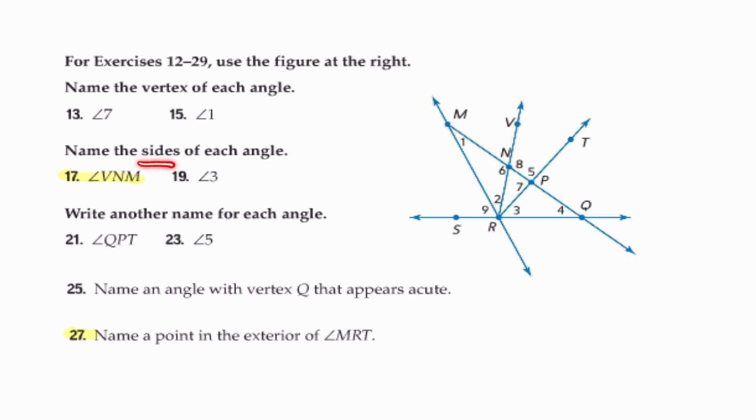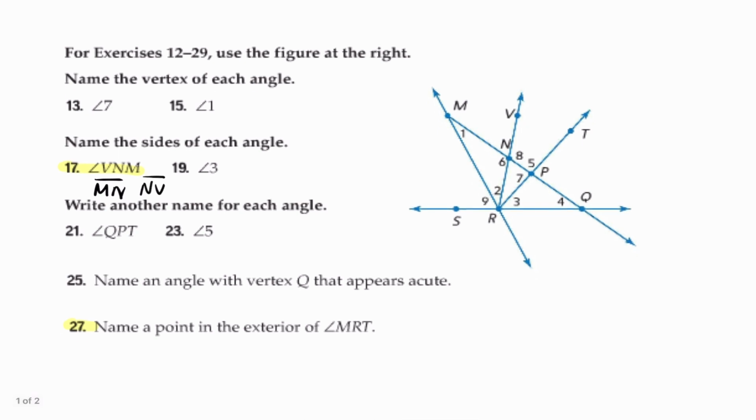So I got to go ahead and name the sides. I can see that we have these endpoints here, so that means that this is a segment. So I can name it segment NM with the bar above it. And I notice that over here, I got another side, and it's also a segment, and I can call that segment NV. Okay? So that was pretty easy.